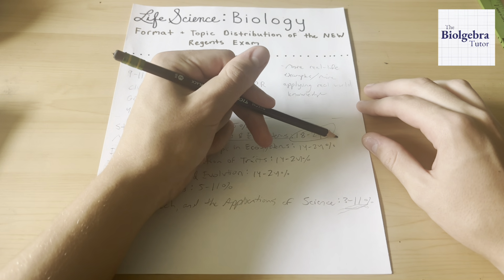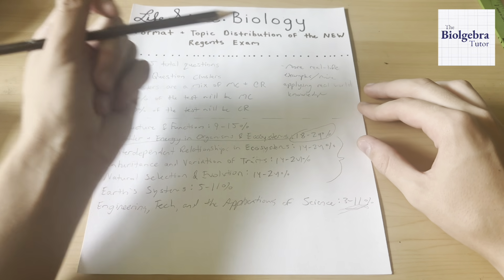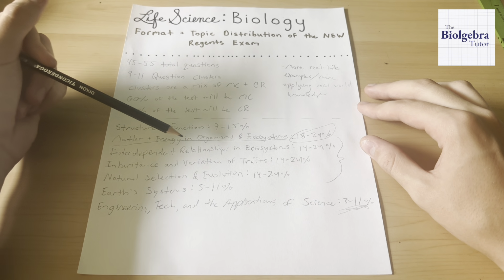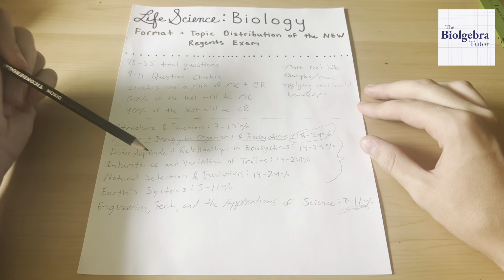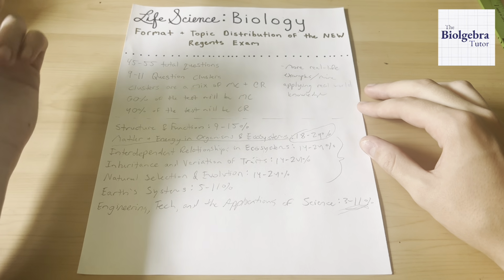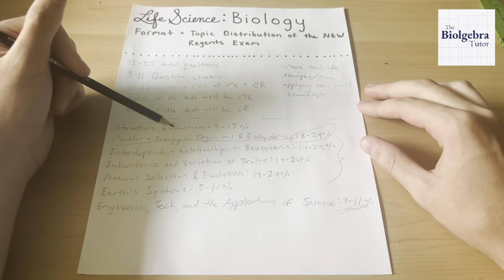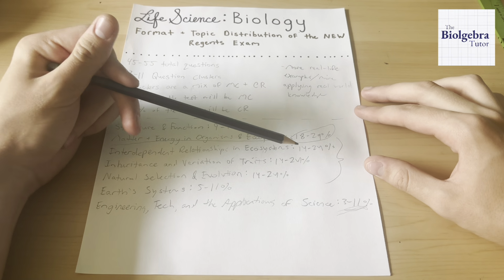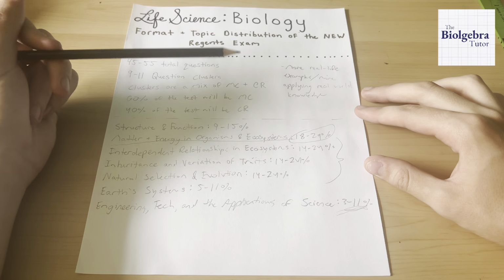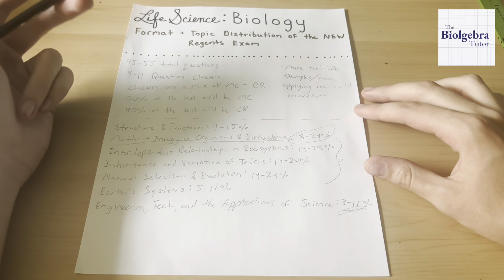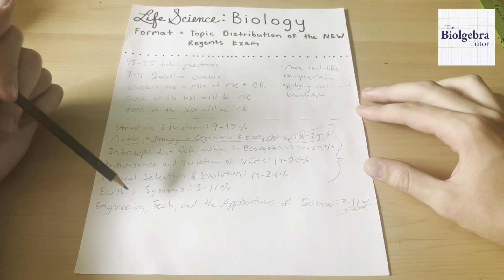I would say these 3 things could be the bulk of your test right here: interdependent relationships in ecosystems, inheritance and variation of traits, and natural selection and evolution. And of course, all of it's important, honestly, but this is a big bulk of it. This could be a cluster. So there's probably going to be a cluster for every single one of these topics.